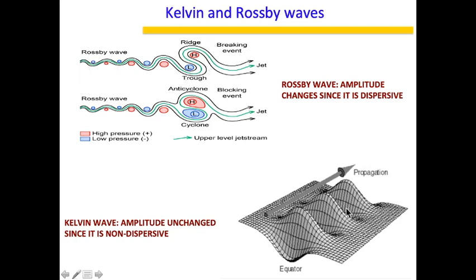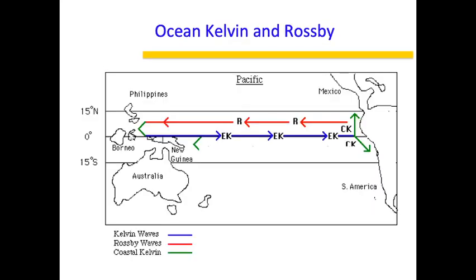If you don't see amplification, and the amplitude is the same as it moves down, then it's a Kelvin wave. This is the easiest way to figure out whether it's a Rossby wave or a Kelvin wave. The Kelvin wave is non-dispersive, the Rossby wave is dispersive. So amplitudes will keep increasing for a Rossby wave as it moves from east to west or west to east. It doesn't matter.